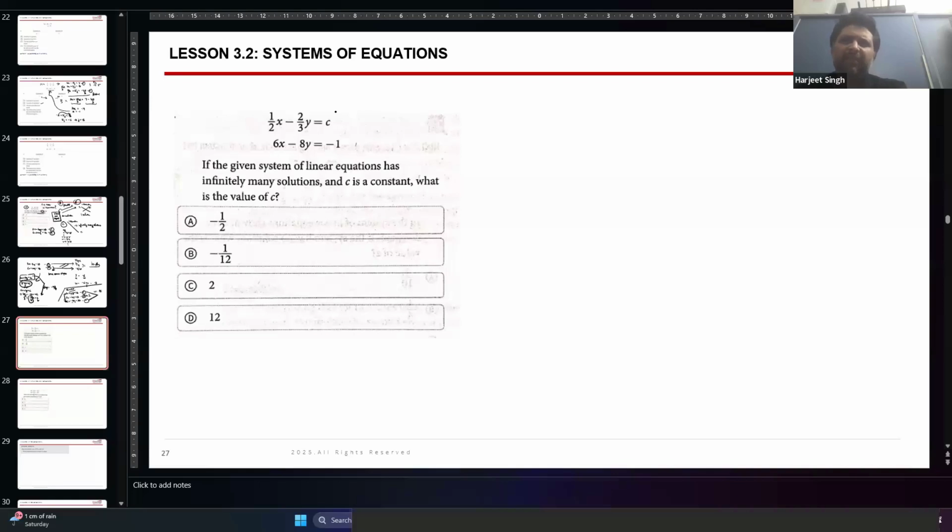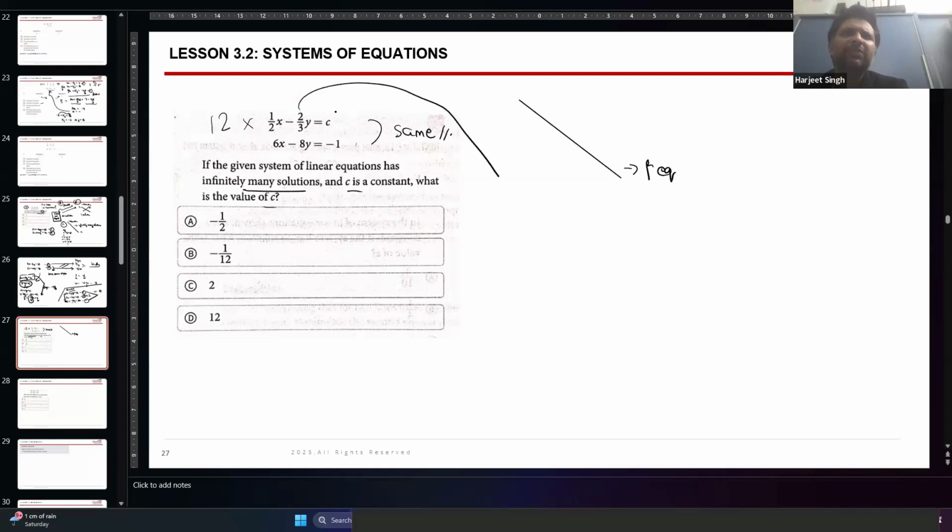Another variety. If the system of linear equations has infinitely many solutions and c is a constant, what is the value of c? Infinitely many solutions means what? Single line. There's only one. Just one equation, which means both equations are the same. If both equations are the same, all that I have to do is match the coefficients. So if there is half x here, how will I get 6 there? Can I say just multiply by 12?